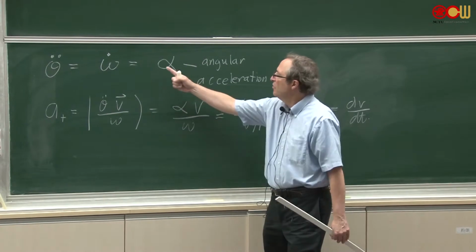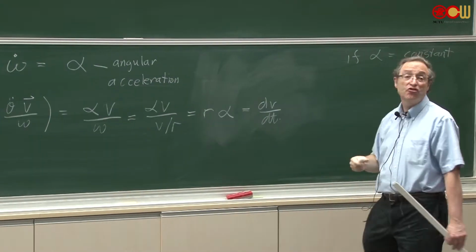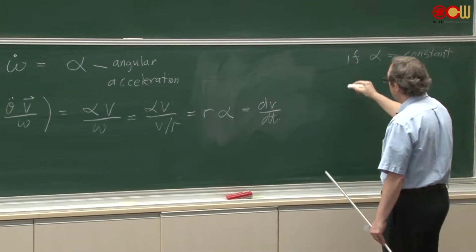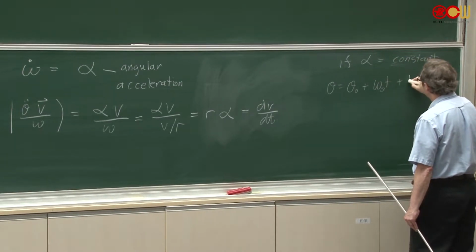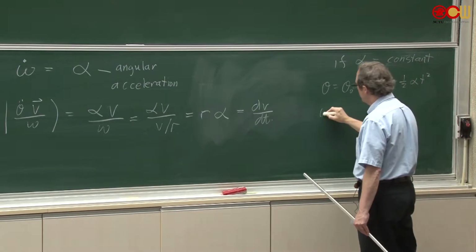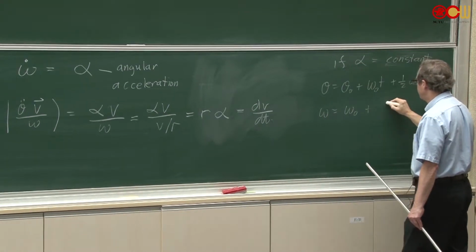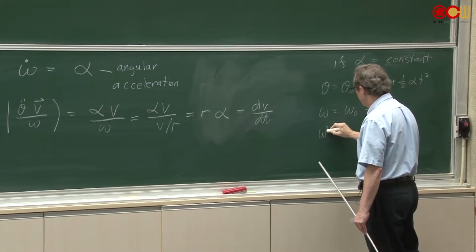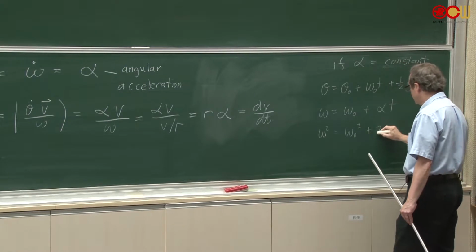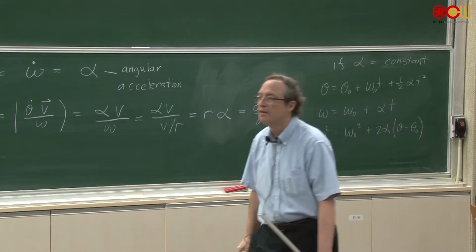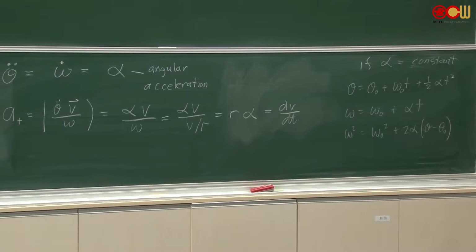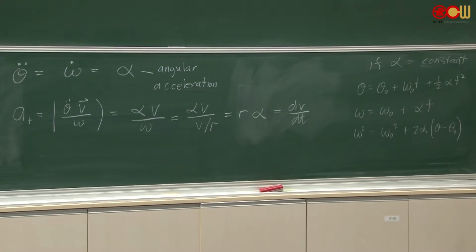Okay. So if alpha is constant, then we can use our constant acceleration formulas from before. And so we get theta equals theta 0 plus omega 0 t plus 1/2 alpha t squared. Omega equals omega 0 plus alpha t. And omega squared equals omega 0 squared plus 2 alpha times theta minus theta 0. The same as before. The derivation follows the exact same strategy as before. You set alpha equal to a constant, and then you find two antiderivatives to get the result. So that's something you should know.